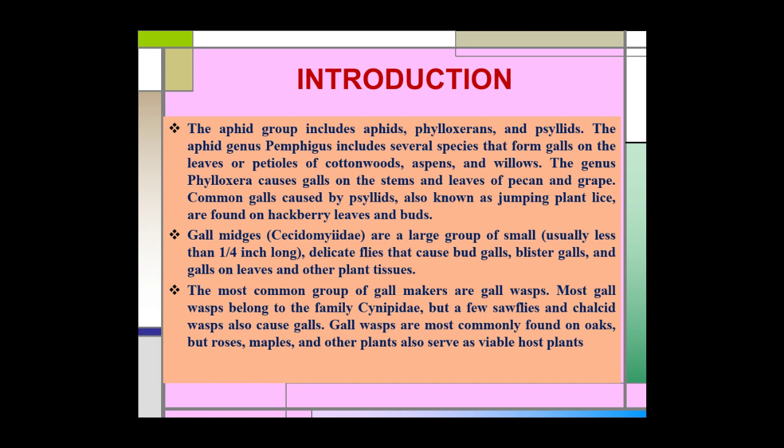The most common group of gall makers are gall wasps. Most gall wasps belong to the family Cynipidae, but a few sawflies and chalcid wasps also cause galls. Gall wasps are most commonly found on oaks, but roses, maples, and other plants also serve as viable host plants.